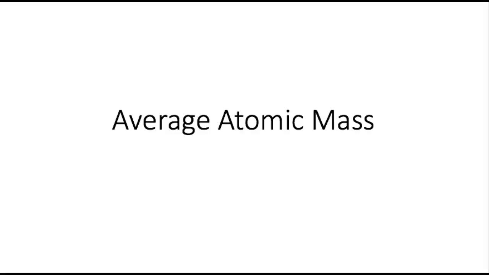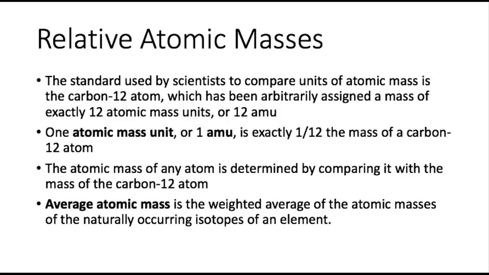Hi, this screencast is on calculating the average atomic mass. So we're going to start by taking a look at relative masses. Understand that the mass number that's reported on the periodic table is the weighted average of all of the naturally occurring isotopes of that element. Now we find the atomic mass of each element by adding the number of protons and neutrons.